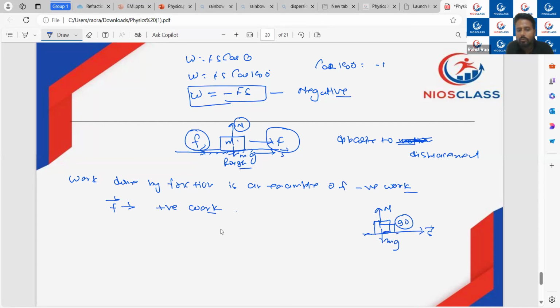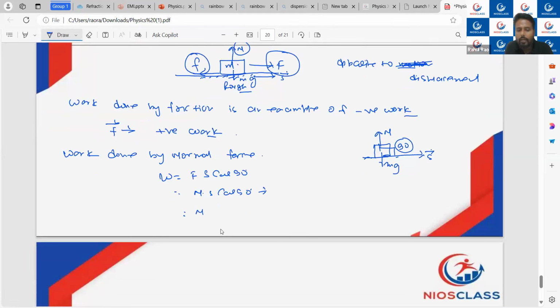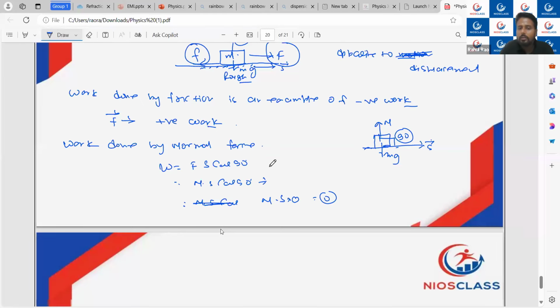So what is the work done by the normal force? It will be equal to F S cos 90, that means N into S cos 90. And what is cos 90? Cos 90 is 0. So N into S into 0 means 0 work done. So that means third type is the zero work done.